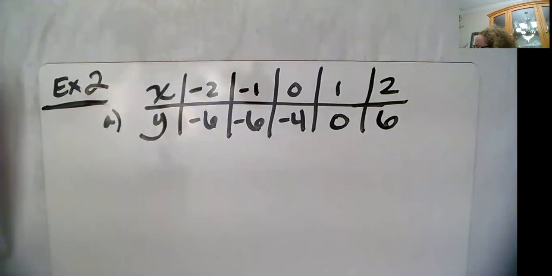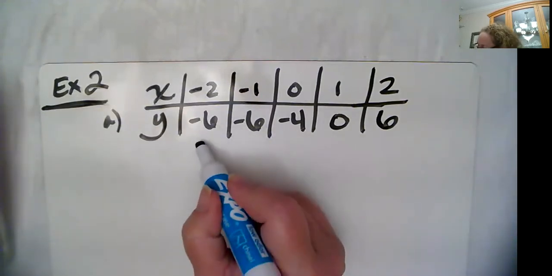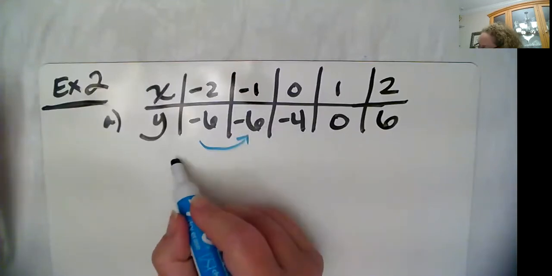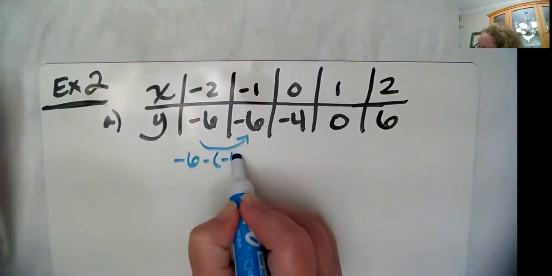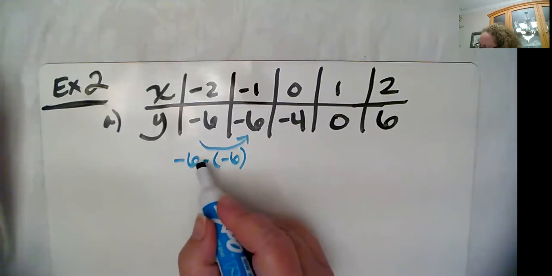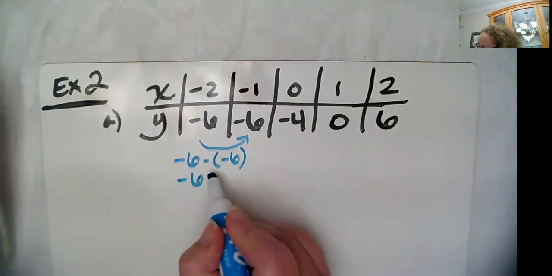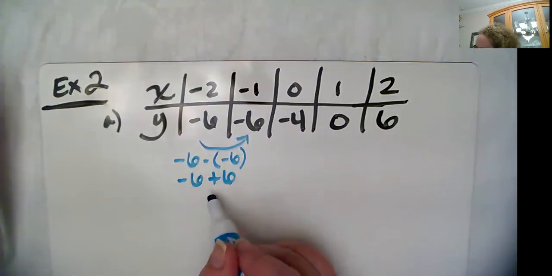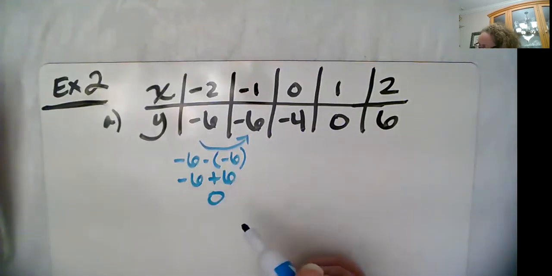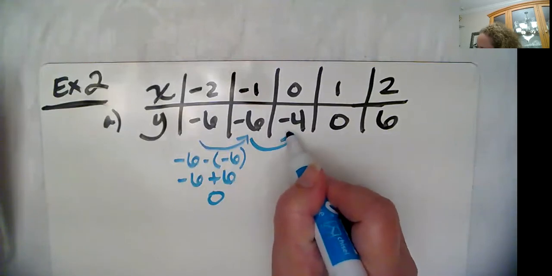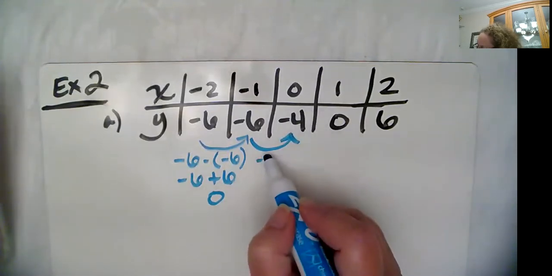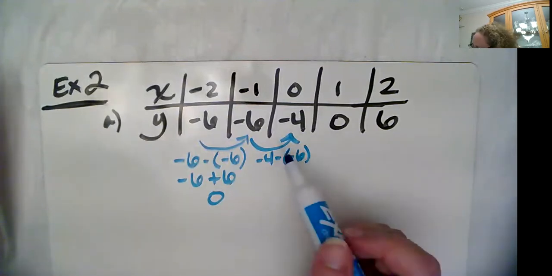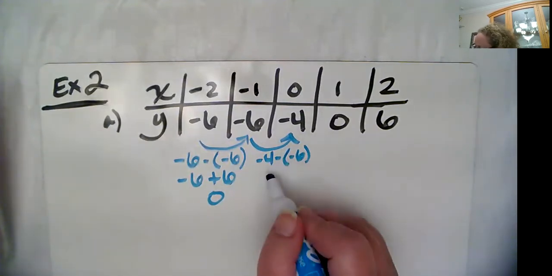Okay. So we're going to start off with taking the difference from here to here. Remember, you're always going to start off with that value first. So -6 minus -6. A negative and a negative gives us a positive. So we end up getting 0. So our first one is 0. From here to here, -4 minus -6. A negative and a negative gives us a positive.